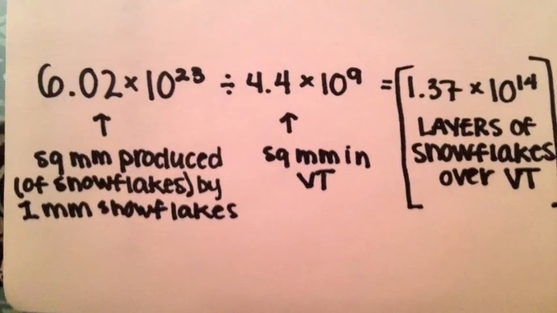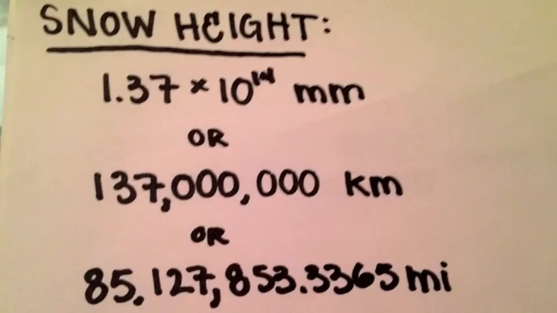This number, 1.37 times 10 to the 14th, represents how many coats, or layers, this mole of snowflakes can create over Vermont. So a mole of snowflakes can cover the area of Vermont's land 1.37 times 10 to the 14th times. Because each snowflake is 1 square millimeter, it is 1 millimeter high. Because there's 1.37 times 10 to the 14th layers of snowflakes, that is 1.37 times 10 to the 14th millimeters high of how much snow we would get if there was a mole of snowflakes.